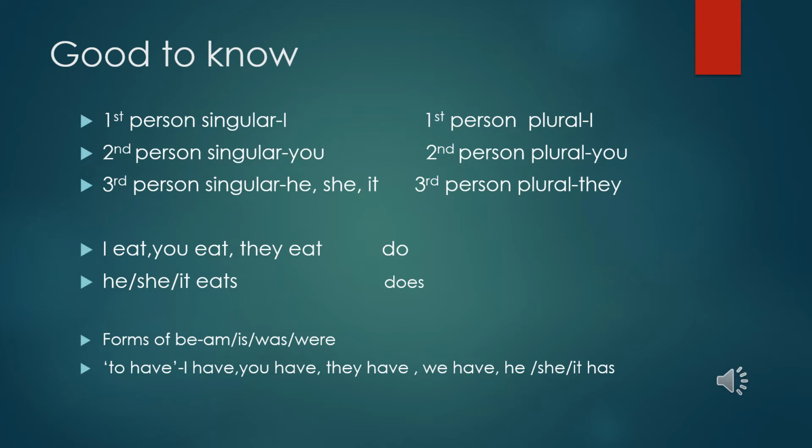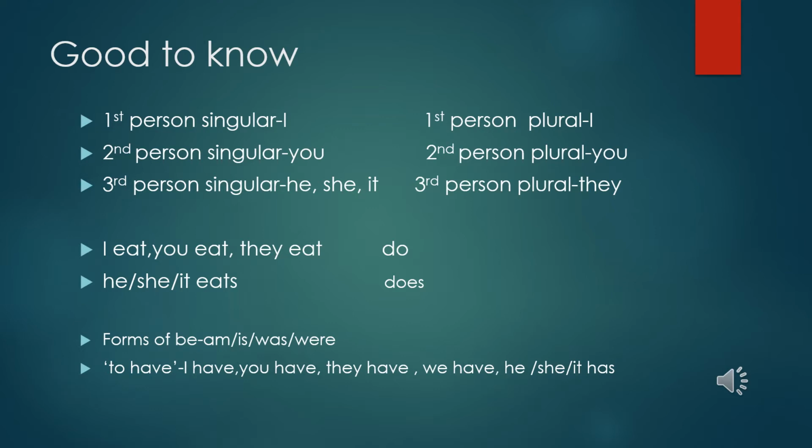So it is always better to know the first person, second person, and third person before we start with the tenses. I hope you know that first person is I, second person is you, and third person is he, she, it. And when it is third person plural, it is they. Then you need to see these examples: I eat, you eat, they eat. So the verb is in the base form.